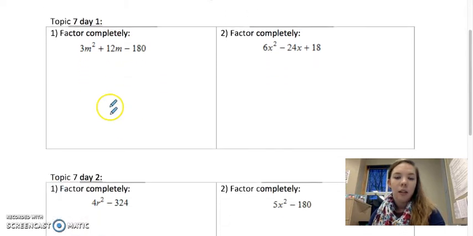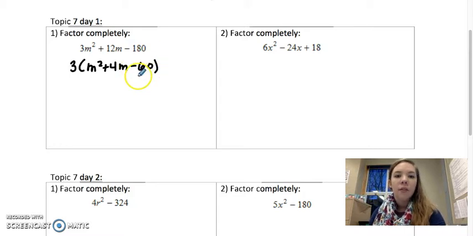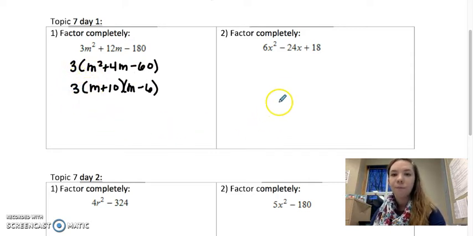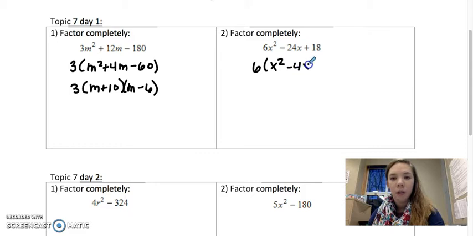All right, factor completely. So I'm going to start by taking out any common factors that I can. So in this case, I can pull a 3 out for sure. And then factors of -60 that add to +4 would be +10 and -6. And you want to make sure that 3 is still out in front. Here, again, I'm going to pull out a 6. It's my common factor for all three terms. And then factors of +3 that add to -4 are -3 and -1.